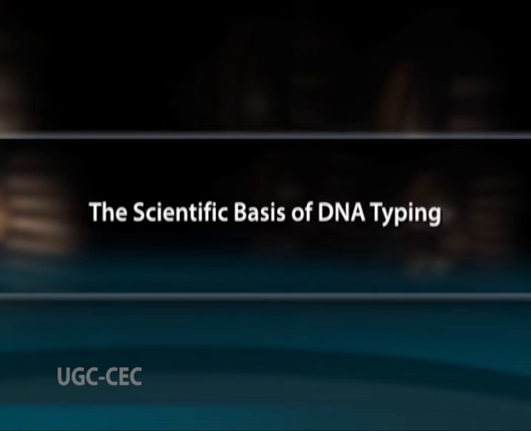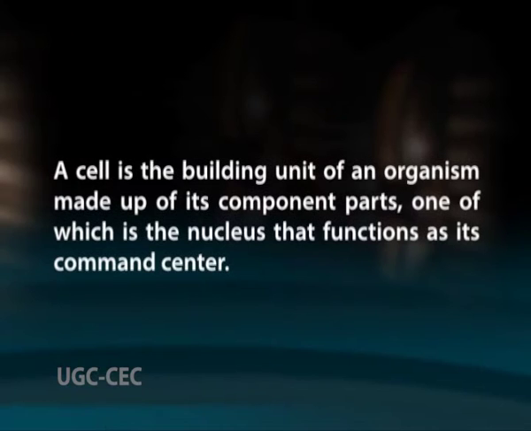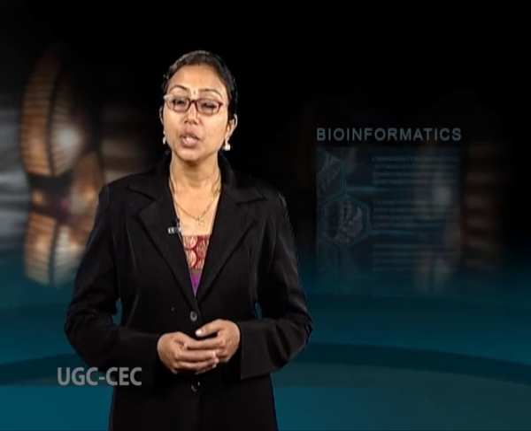The scientific basis of DNA typing. DNA typing is founded on a number of genetic and molecular principles. The concept of the cell is the basic understanding of the complexity of DNA typing. A cell is the building unit of an organism, made up of its component parts, one of which is a nucleus that functions as its command center. The nucleus houses the DNA that codes for the genetic information responsible for all cellular processes.